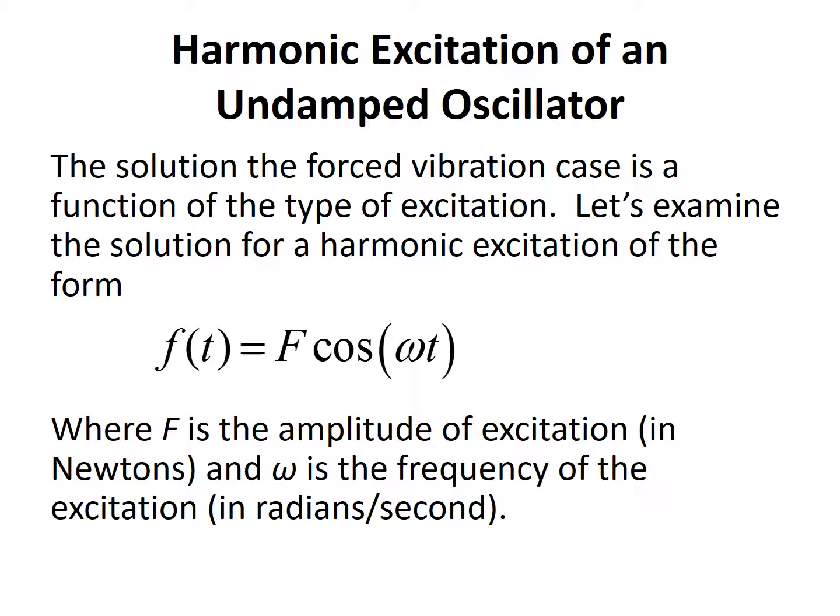In general, the solution to the forced vibration case is a function of the type of excitation. F of t, in general, could be any time-dependent function. To start with, we'll assume that the excitation is a harmonic excitation of the form f of t equals F cosine omega t, where capital F is the amplitude of the excitation in newtons, and omega is the frequency of the excitation in radians per second.